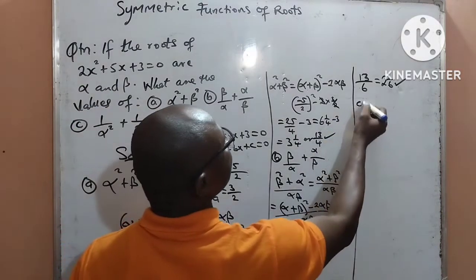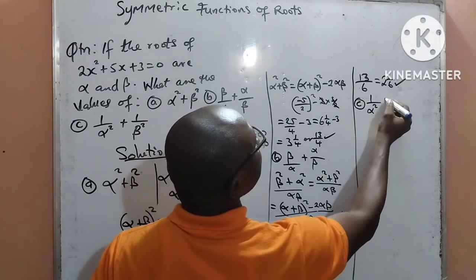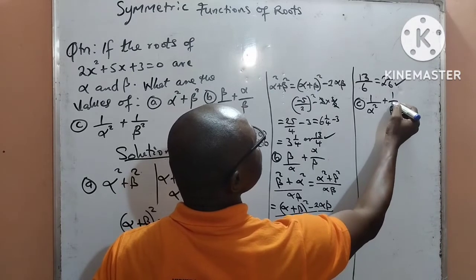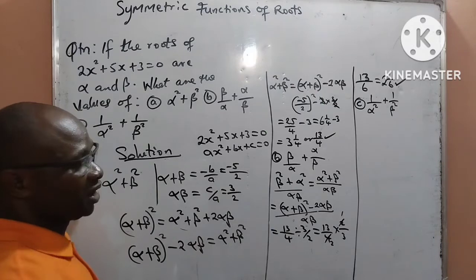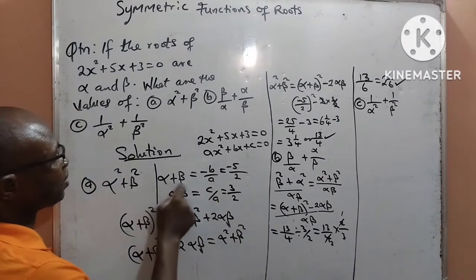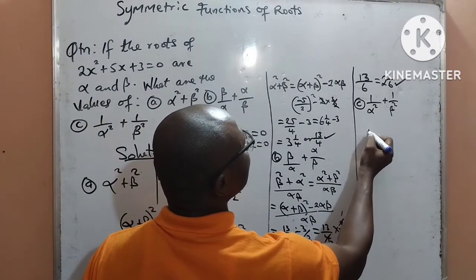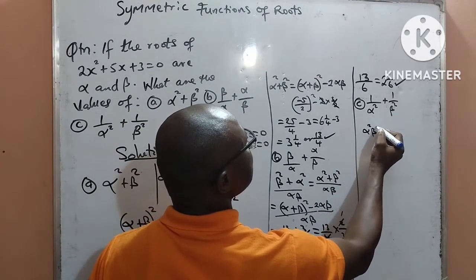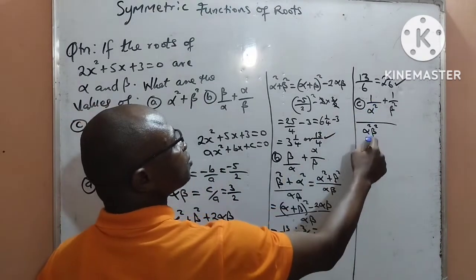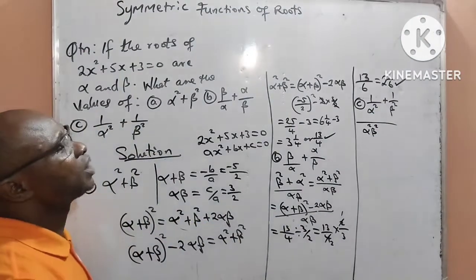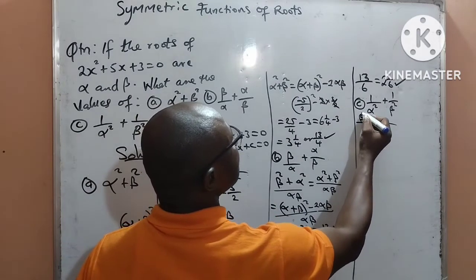In number C, we are given to simplify 1 all over alpha squared plus 1 all over beta squared. Like I said, we have to also work on it and then see how we can put it as sum of roots and product of roots. That implies my LCM is going to be alpha squared beta squared. Then, when I use alpha squared to divide alpha squared beta squared, what I shall have is beta squared. And beta squared times 1 is going to give me beta squared.